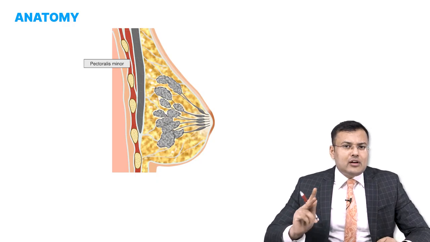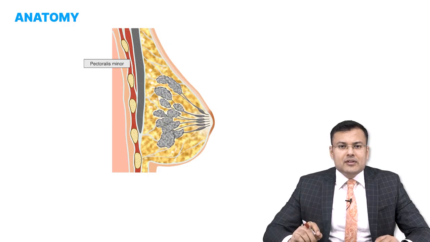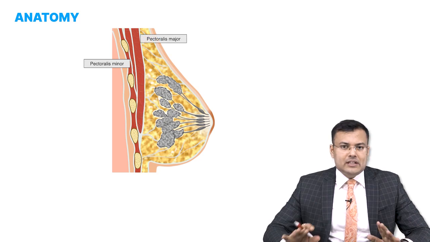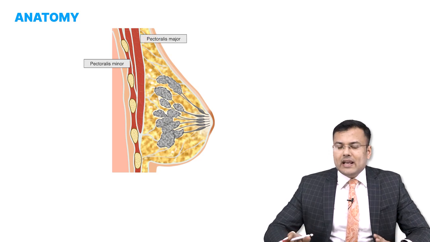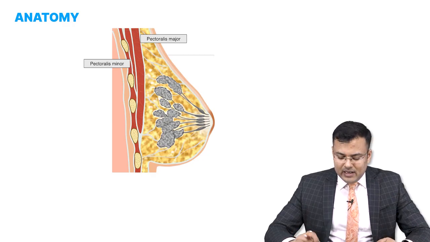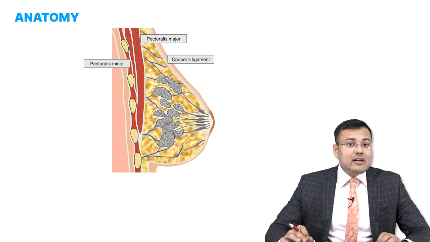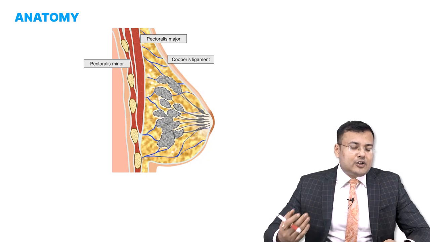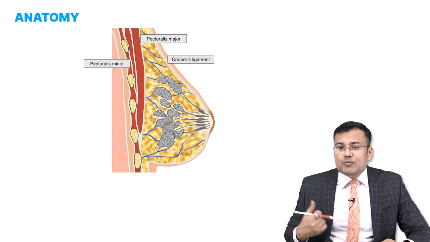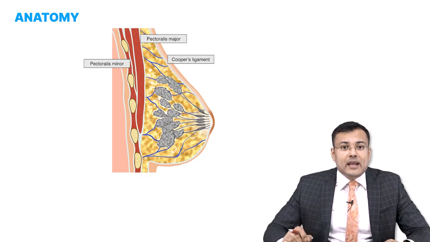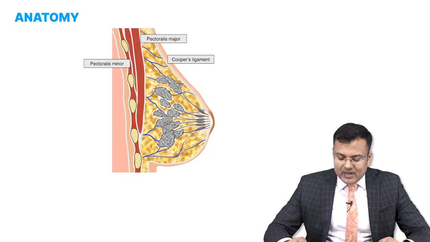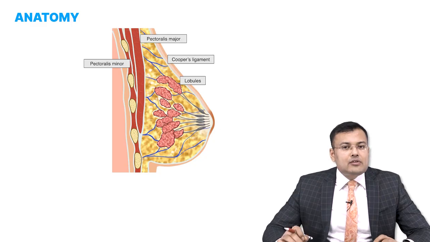You know that there are two muscles in relation to breast. What are those two muscles? Pectoralis major, pectoralis minor. Then in relation to breast tissue, there are ligaments. What's the name? Cooper's ligament. What is the importance of Cooper's ligament? You know that in carcinoma breast, whenever there is involvement of Cooper's ligament, what happens? There is dimpling. After that, here you can notice breast lobule.